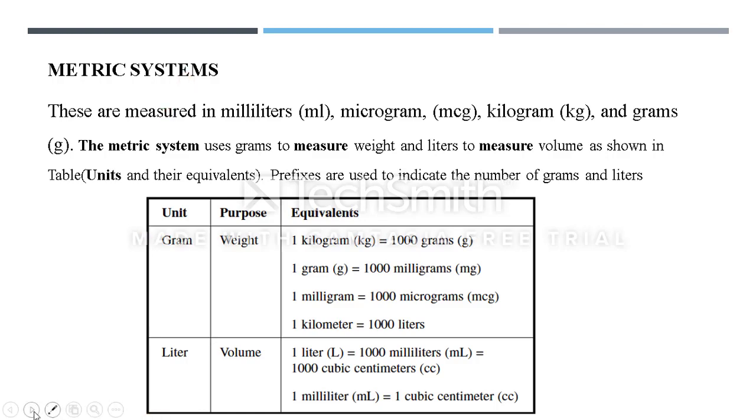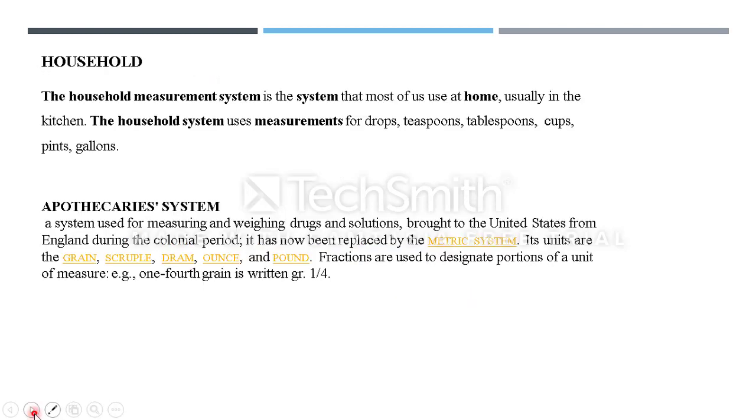The next one is household. The household measurement system is the system that most of us use at home, usually in the kitchen. So the household system uses measurements for drops, so 1 drop, 2 drops, teaspoon, whereby you take a medication using a spoon, tablespoon, cup, pint, and gallons. All of these measurements are household measurements.